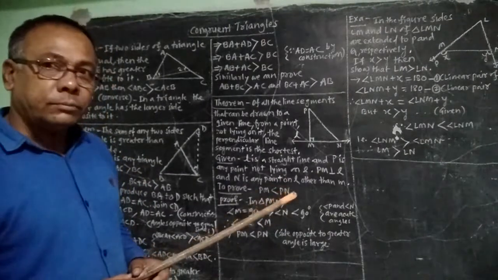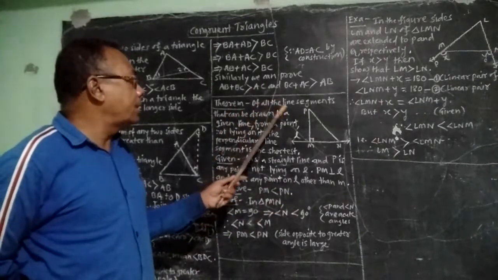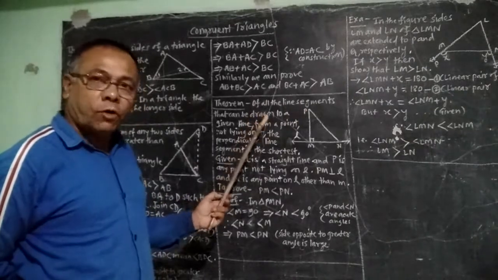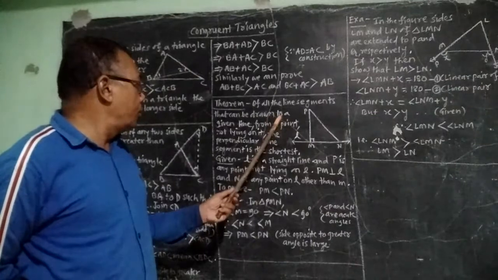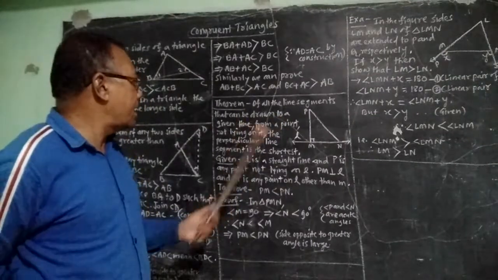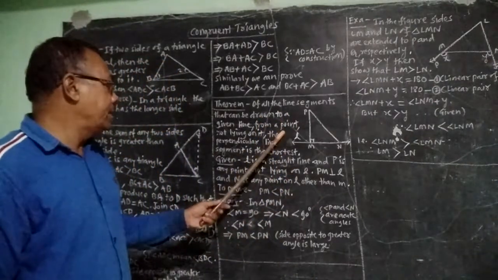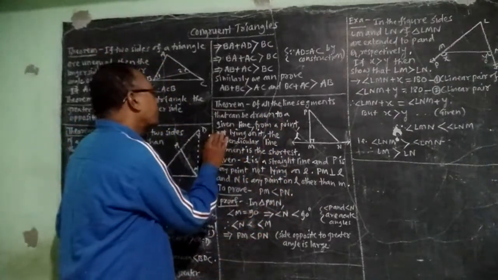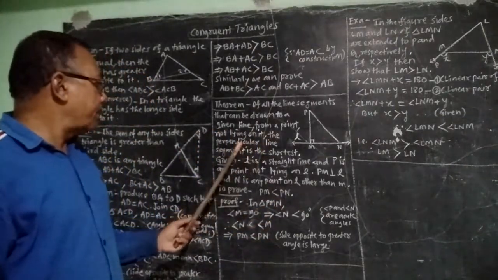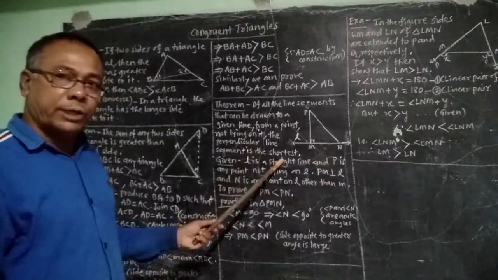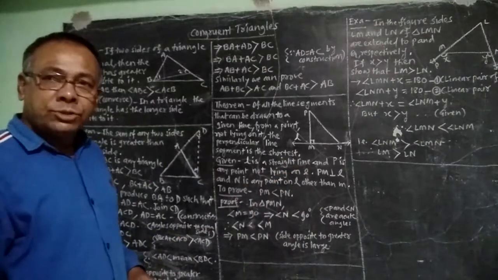And now our next theorem is that of all the line segments that can be drawn to a given line from a point not lying on it, the perpendicular line segment is the shortest. The perpendicular line segment is the shortest.